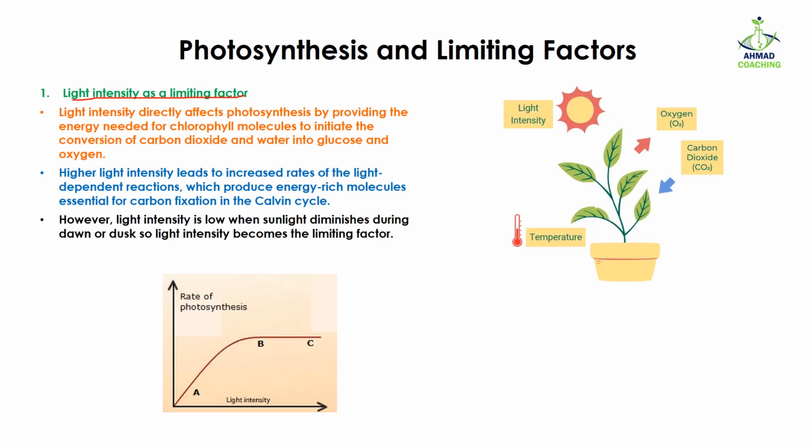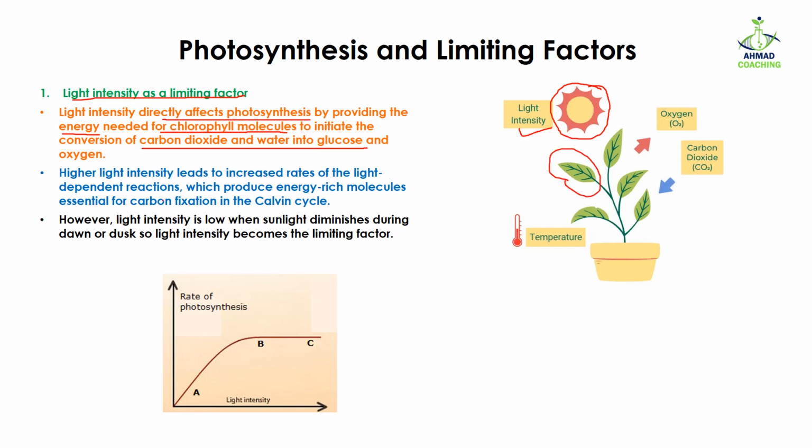So the sun is the major source controlling the light intensity, and light intensity directly affects photosynthesis by providing the energy needed for the chlorophyll molecules to initiate the conversion of carbon dioxide and water into glucose and oxygen. The sun provides the light intensity, which is the energy, and this energy is utilized by the plants to make glucose.